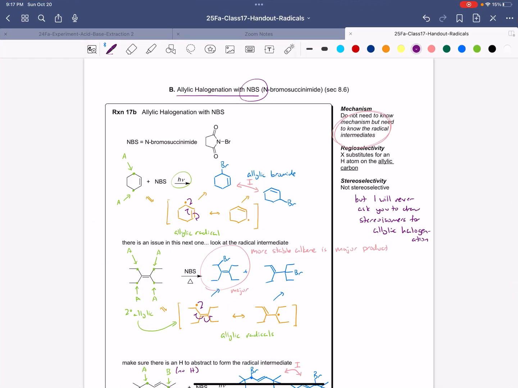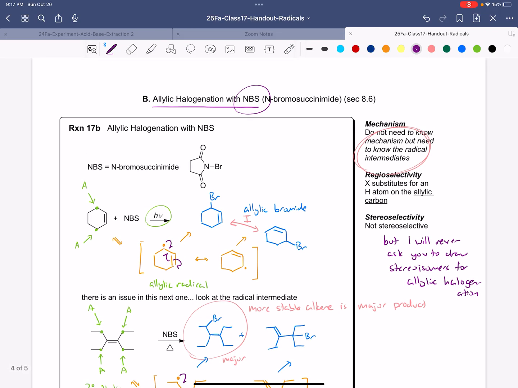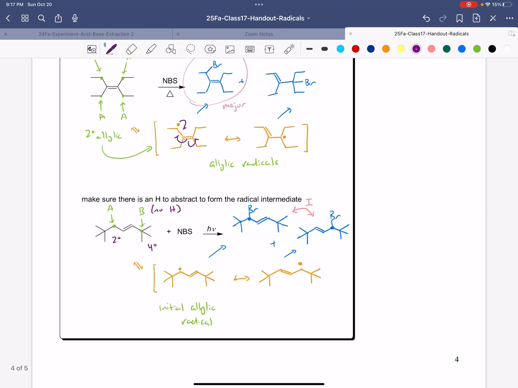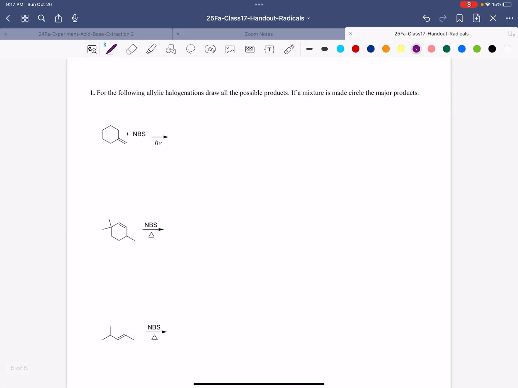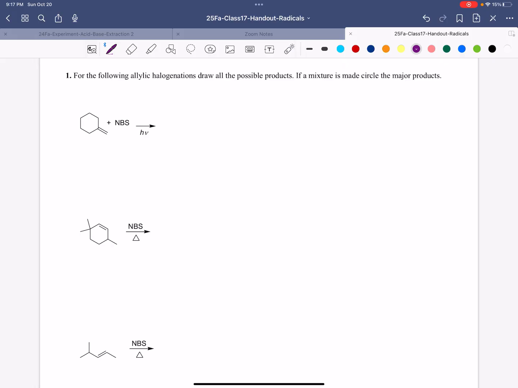The last video you watched most likely talked about this page, page 4 on the new Class 17 handout, going over allylic halogenation. Why don't we apply some of these concepts to these 4 reactions? I'm going to try to make the exam problem either identical to this, if it's about allylic halogenation, or very similar to this. For the following allylic halogenations, draw all the possible products. If a mixture is made, circle the major products.